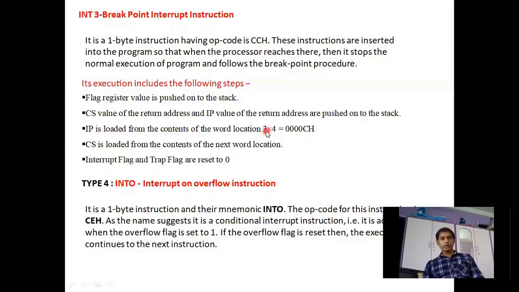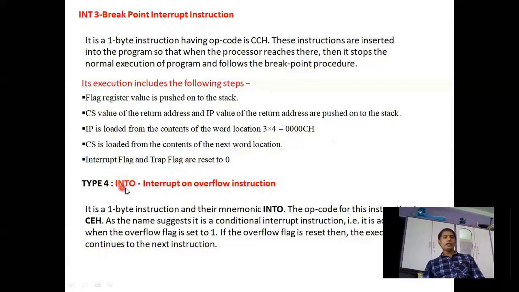That's why type 3 is 3 into 4. How many locations are required for each interrupt? 4. 4 into 3, 12. 12 means next C. C is the address for this IP. CS is the next 2 locations address, nothing but C after DE. So 0000EH is the CS address. Here also the interrupt flag and trap flag are both reset.